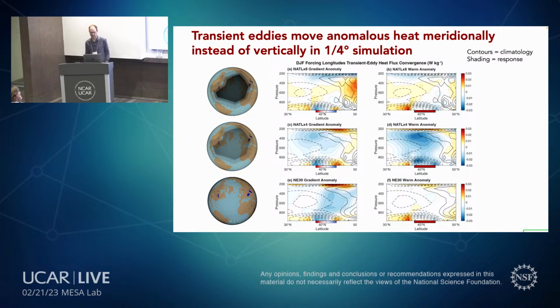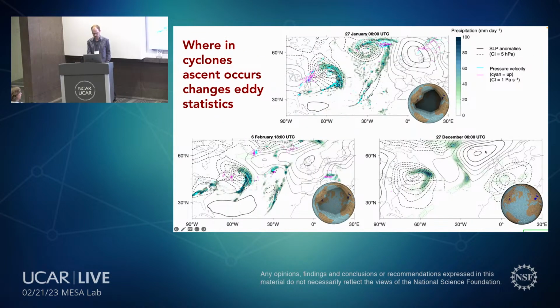It's kind of emphasizing the same story. Basically, if transient eddies heat the free troposphere, you get this large atmospheric circulation response. If they're acting to instead move heat poleward, this is then engaging more of a storm track-like response and not getting this big influence on the mean winds. So ultimately, I think it comes down to where in the cyclones the ascent is occurring.